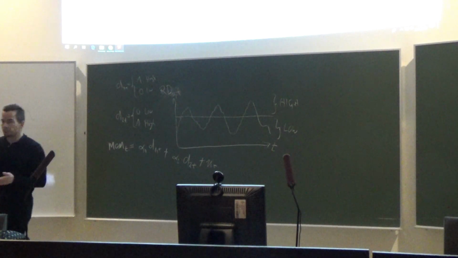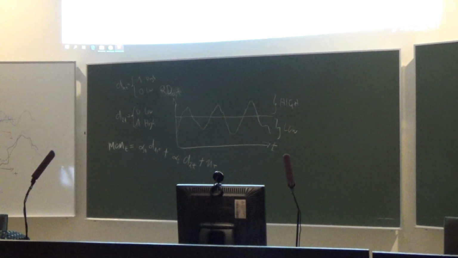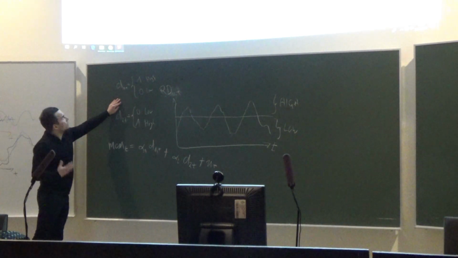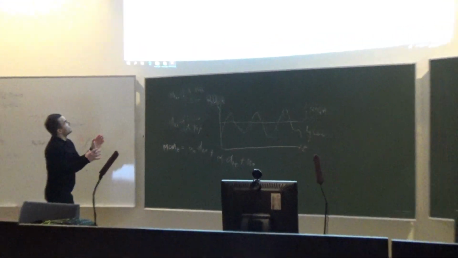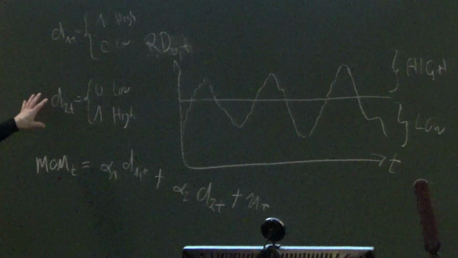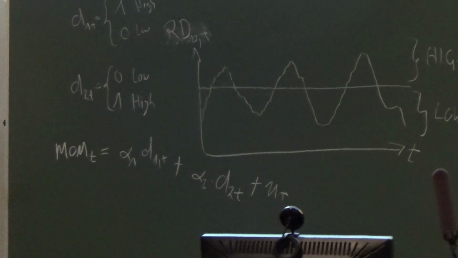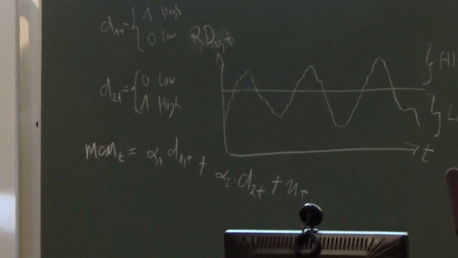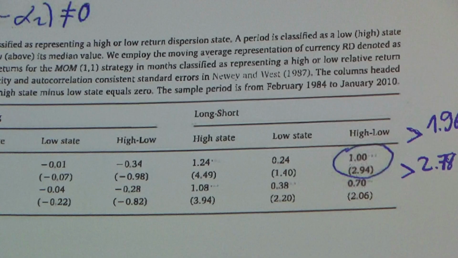So let's have a look. I made it here once again. We have our two dummies, one indicating when the cross-sectional return dispersion is high, and the other indicating when it is low. Then we test the difference in parameters, alpha 1 minus alpha 2, with the null hypothesis that it's 0 and the alternative hypothesis that it's unequal to 0.